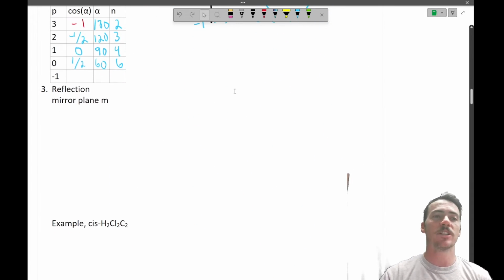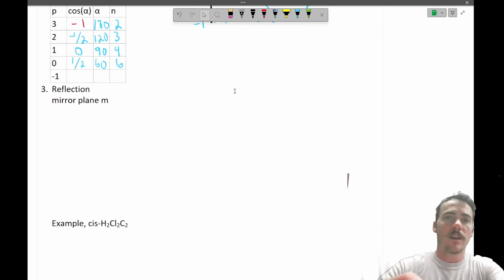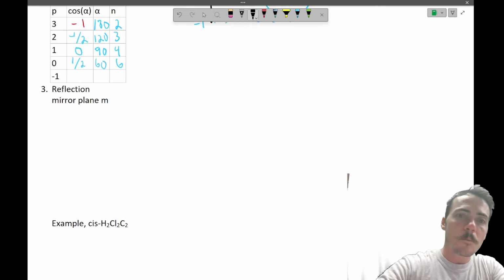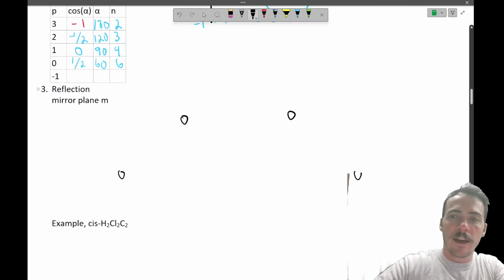Okay. Let's switch gears and talk about our next symmetry element, which is reflection. Reflection is just like when you look in a mirror, right? When you look in a mirror, you see the thing on the other side at the same distance. So we can have mirrors that represent atoms, right? So let's put our atoms. Let's put an atom here and an atom here. Let's put an atom here and an atom here.